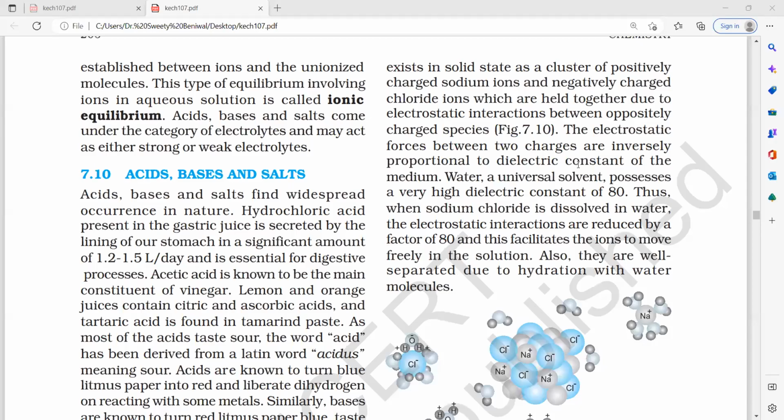Good morning, students. Today we will be talking about acids, bases, and salts.